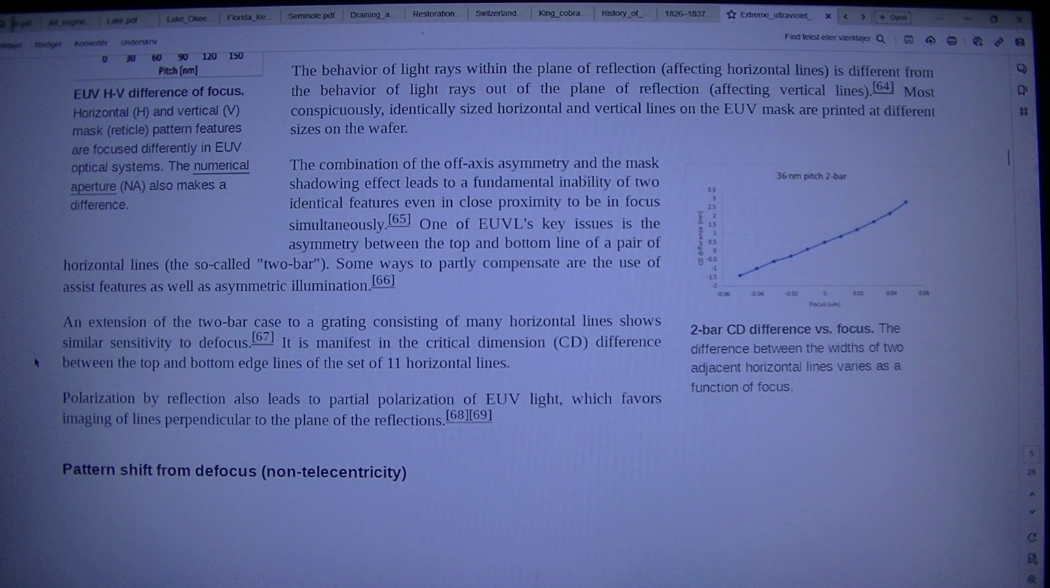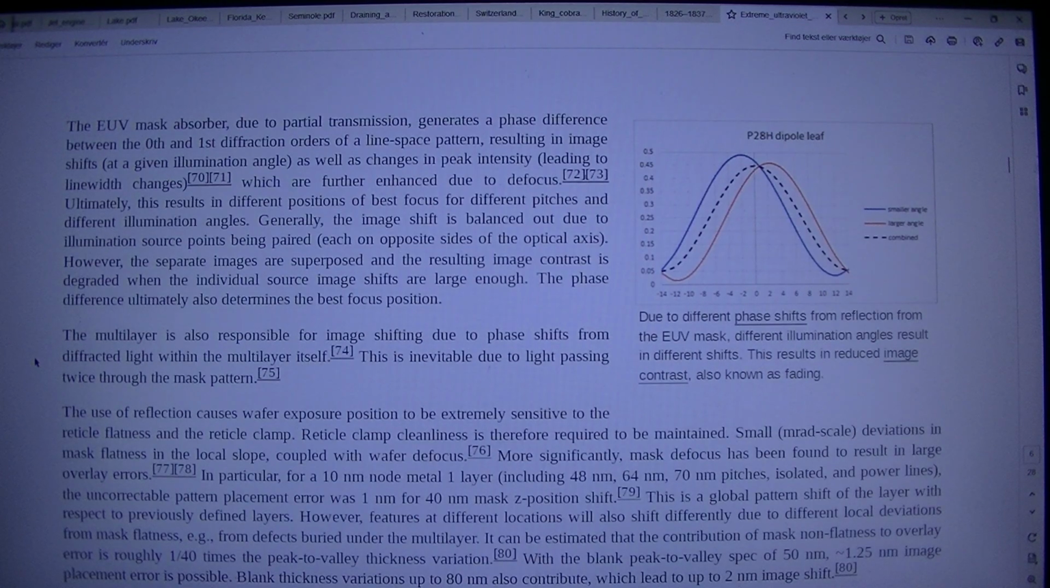Pattern shift from defocus, non-telecentricity. Due to different phase shifts from reflection from the EUV mask, different illumination angles result in different shifts. This results in reduced image contrast, also known as fading.